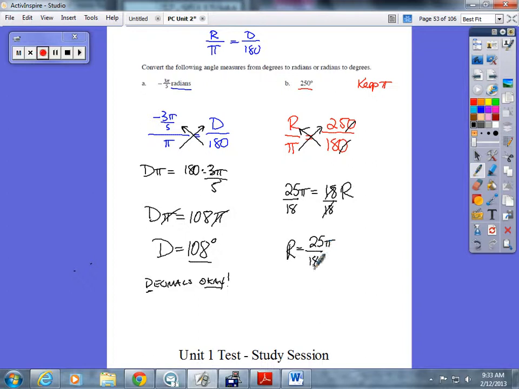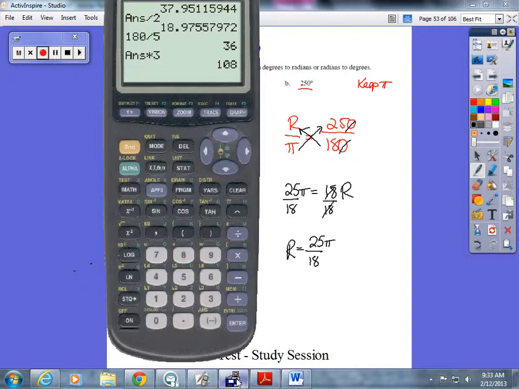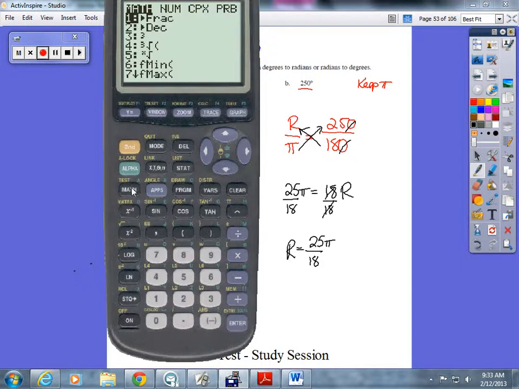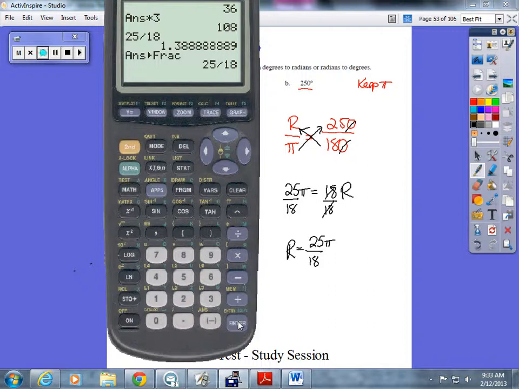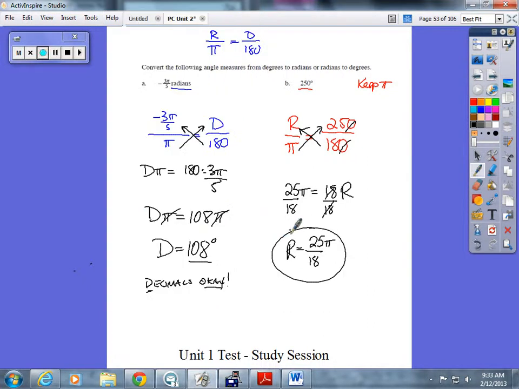Now, you want to reduce this fraction as far as you can, but we want to keep pi in the answer. Well, how do we go about doing that? Go to your calculator, type in 25 divided by 18. Do not type pi in. Hit enter. Change that math fraction to a fraction. If it's the same, then you have your final answer. If it's different, then that's the reduced form. 25 pi over 18 is the equivalent of 250 degrees. And here ends the study session.